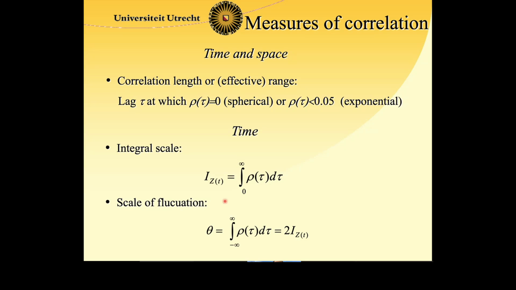And in certain publications, one talks about the so-called scale of fluctuation. The scale of fluctuation is quite similar to this, but now it's 2 times the integral scale, because the correlation is an even function. You integrate it between minus infinity and plus infinity, and you get actually 2 times the integral scale.